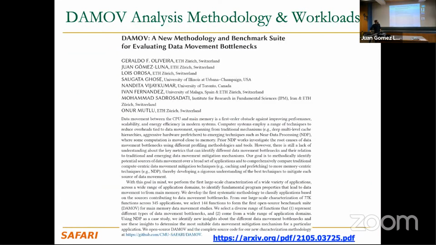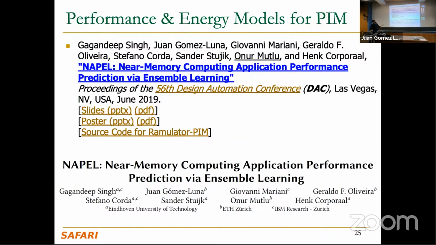After releasing this, we released a new version of this simulator that is called MoveSim and comes from this work, a new methodology and benchmark suite for evaluating data movement bottlenecks, which is what we are going to cover in the second lecture today, in lecture 9B. And then even more things that are useful to evaluate processing in memory systems, like, for example, these machine learning-based performance and energy models that we also presented a couple of years ago.